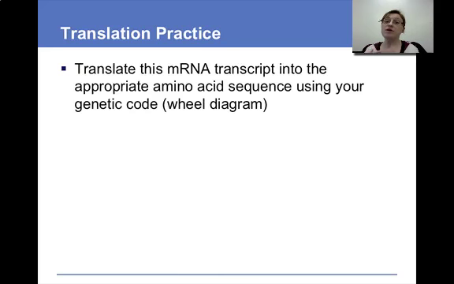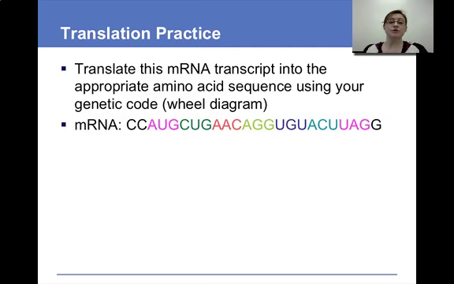So that's sort of the theory behind translation. Now let's see if you can do translation. So here we have an mRNA sequence. What I want you to do is use your genetic code and determine what the amino acids are that would be coded by this sequence.